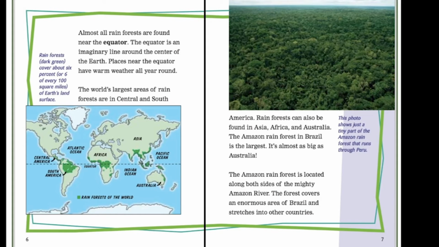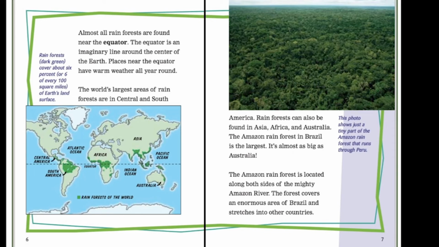The equator is an imaginary line around the center of the earth. Places near the equator have warm weather all year round. The world's largest areas of rainforest are in Central and South America. Rainforests can also be found in Asia, Africa, and Australia. The Amazon rainforest in Brazil is the largest. It's almost as big as Australia.